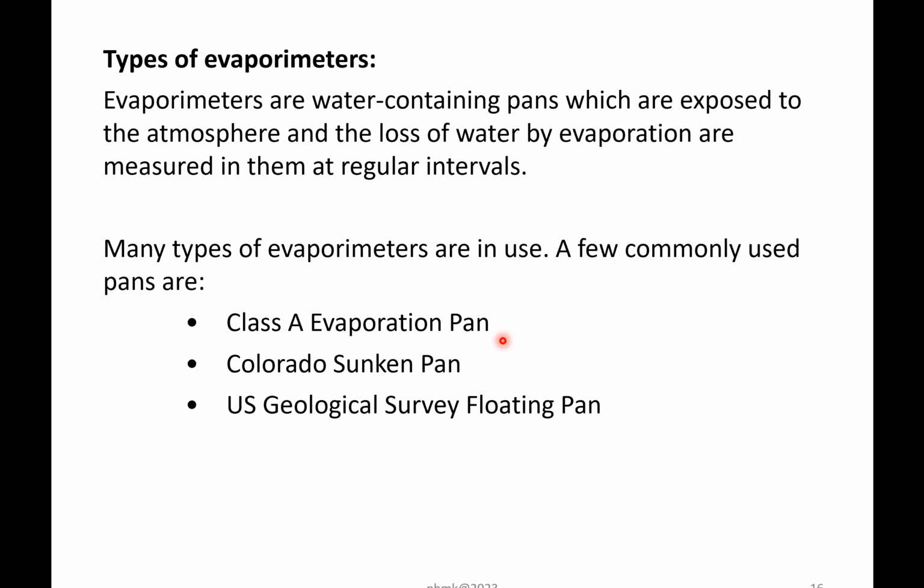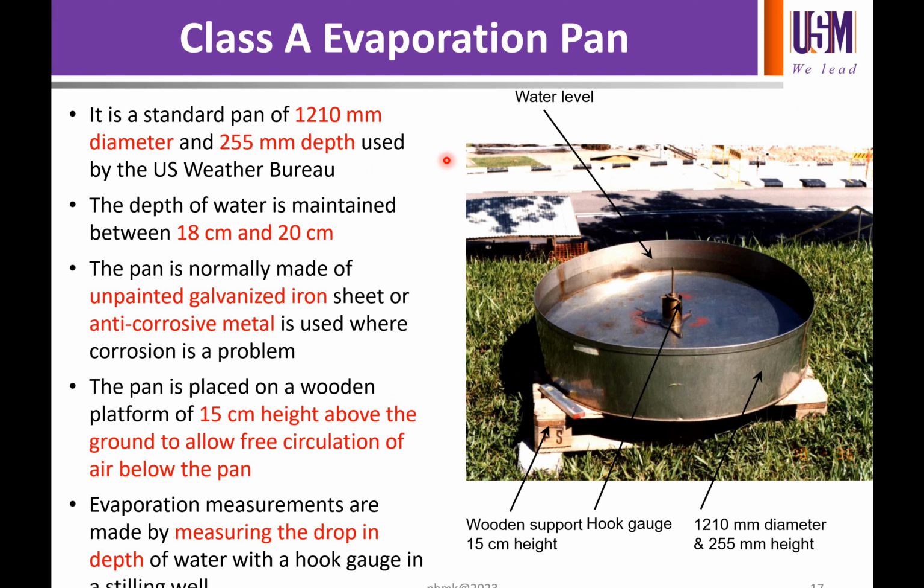The first one is the Class A evaporation pan, the second one is the Colorado sunken pan, and the third one is the US Geological Survey floating pan. Okay, let's go to the first one, the Class A evaporation pan.